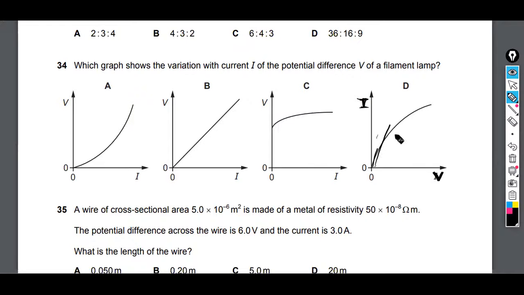And the inverse of that slope would be R. Remember how we talked about how the slope of this is V over I, or rise over run. That would give us R, right? The slope of this. But if it's I against V, remember we have to take the inverse.